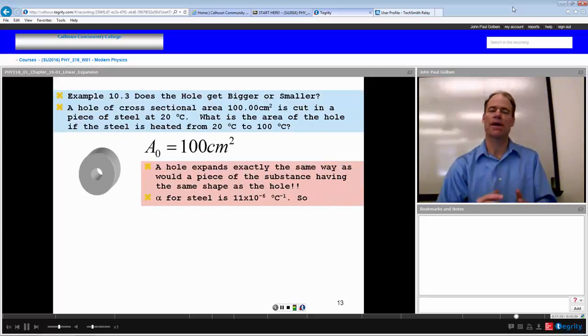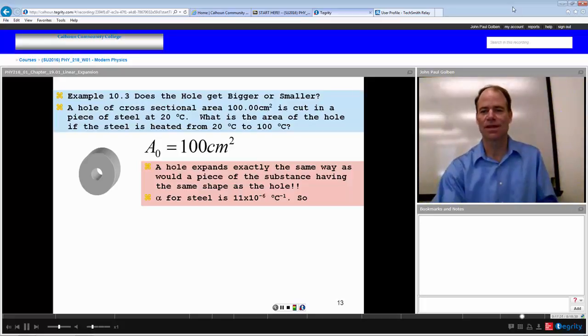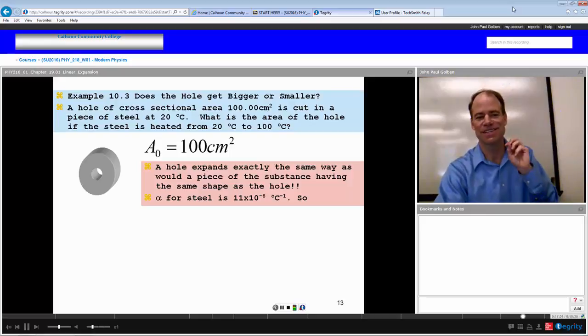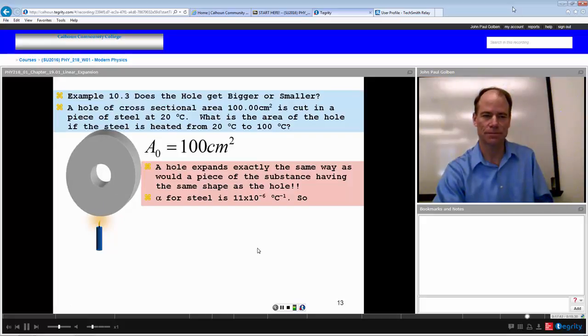And the hole will expand exactly like the surrounding material, because if it were filled with that same surrounding material, that would expand as well. So, everything around it will expand accordingly. So it's almost as if it were filled by the same material, but it will expand the same as the surrounding material. So we're going to heat it up. It'll expand.